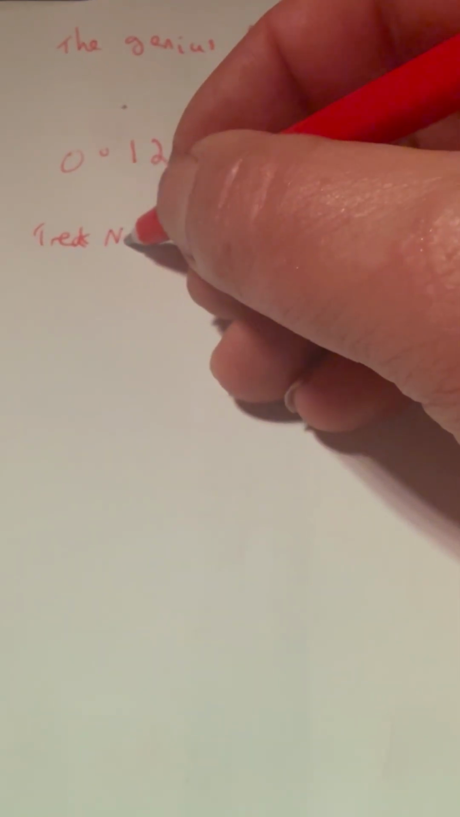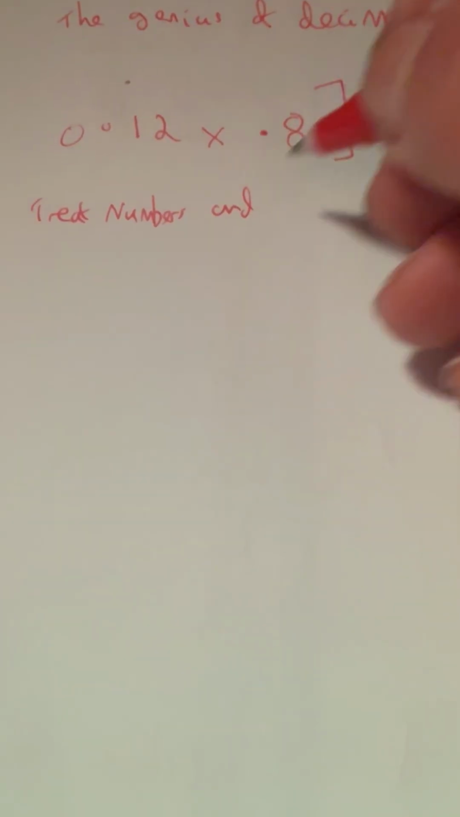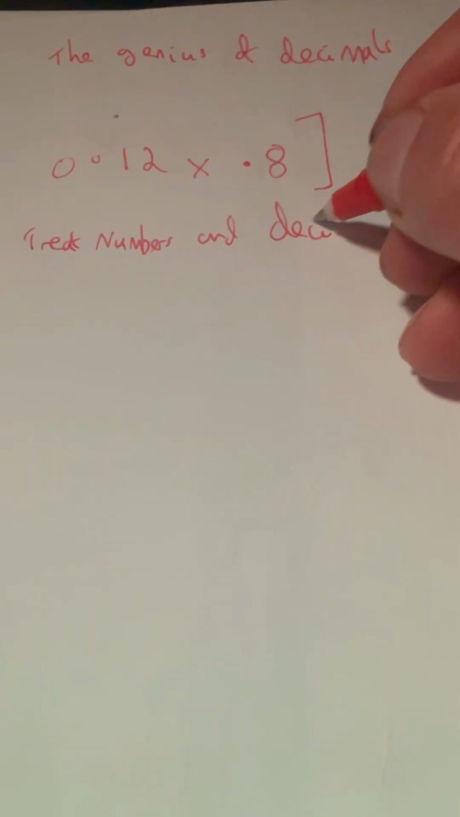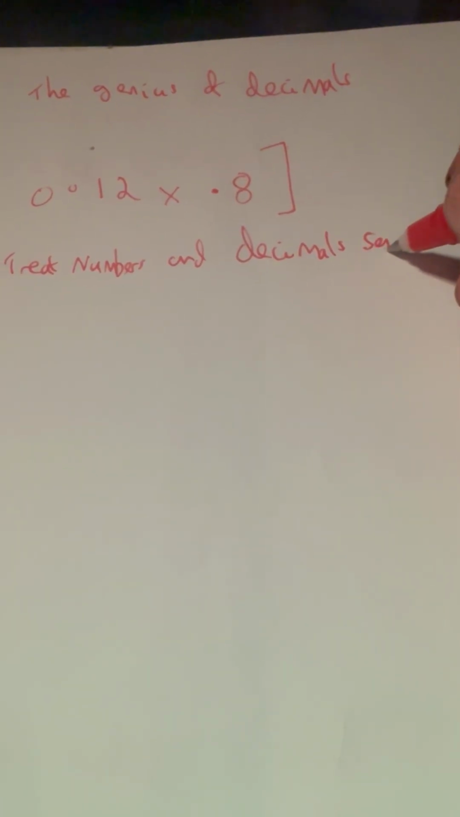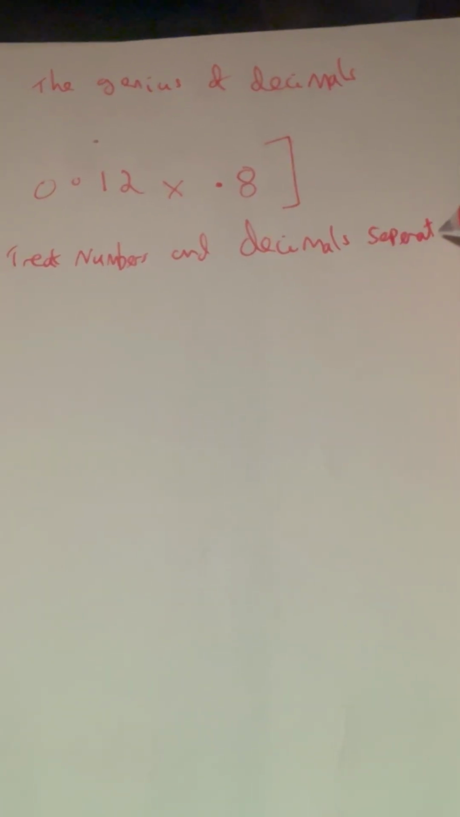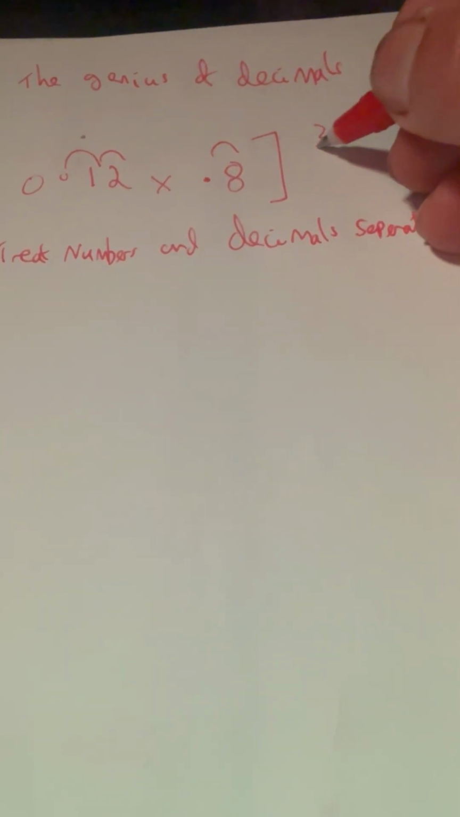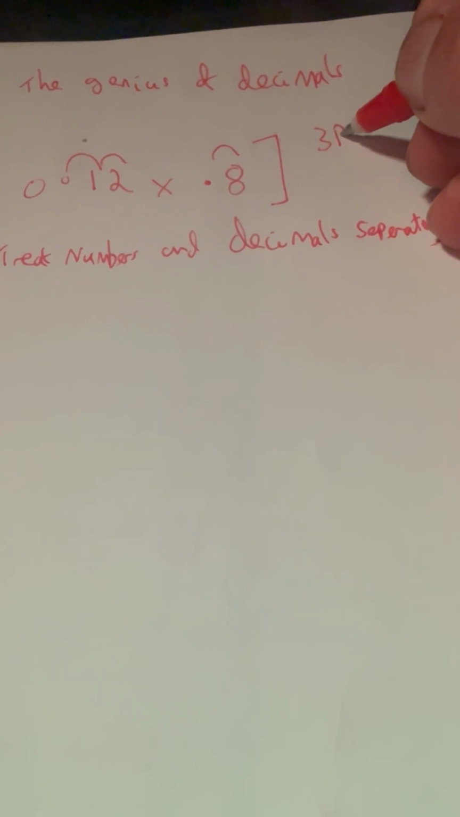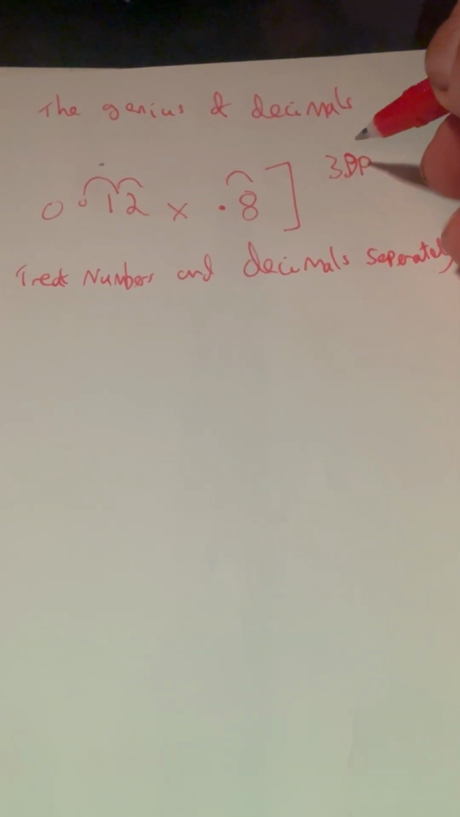the numbers and the decimals separately. Okay, and you just simply treat them separately. So what I was always taught to do by Miss Guppy was to count up the number of decimal places. There are 3 decimal places, and at the end I will have to introduce 3 decimal places, and if I need to put in zeros, I will need to put in zeros.